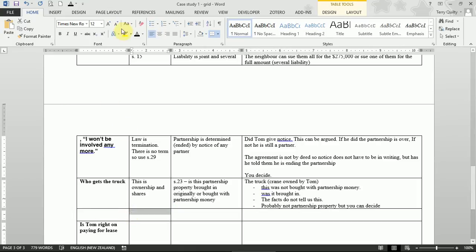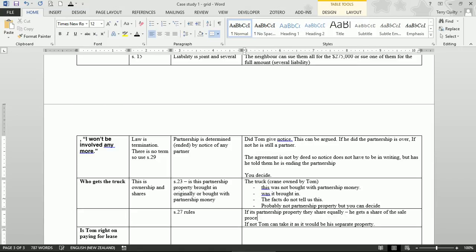So what would be the outcome of this? In section 27, we have the default rules on who shares in the assets. So if it's partnership property, they share equally. If not, Tom can take it as it would be his separate property. If it's partnership property and shared equally, he gets a share of the sale proceeds, unless they agree to give him the truck. Is Tom right about paying for the lease?